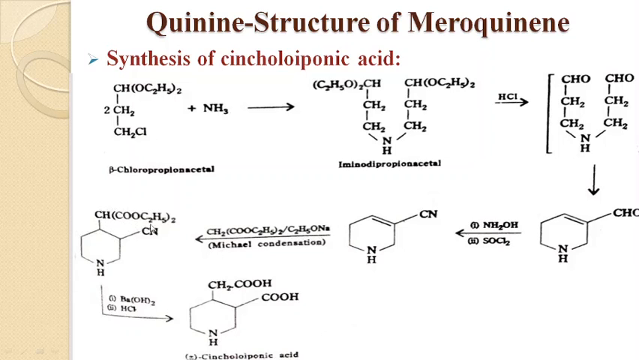This condensation takes place, and the CH(COOC2H5)2 group is inserted at position 4. Next, on hydrolysis with barium hydroxide and then treatment with HCl, the ester groups convert into carboxylic acid groups and it undergoes decarboxylation, converting into a CH2COOH group, and the cyano group at position 3 is also hydrolyzed into COOH, resulting in the formation of cincholoiponic acid, which is a racemic mixture.